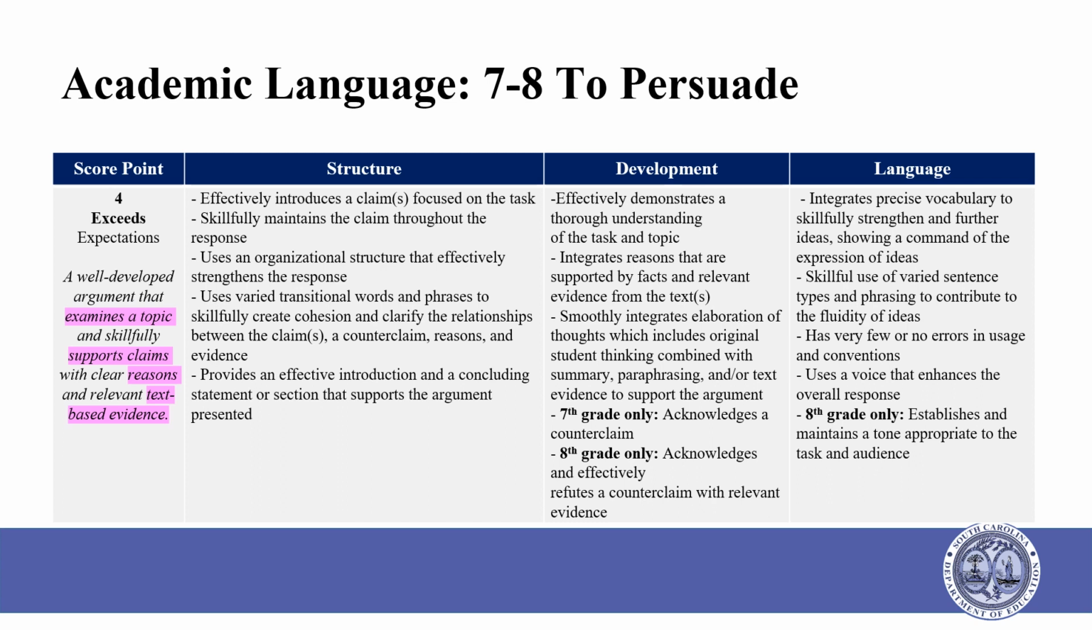Now let's look at the 7-8 rubric for C.1.1 argumentative writing. Refer to your first handout for grades 7-8, standard C.1.1 as we highlight the words and phrases in the rubric. Compare them to what you highlighted or underlined in the grade level indicators. Claim, organizational structure, transitional words and phrases. Claim, counterclaim, reasons, evidence, introduction, concluding statement or section, reasons, facts, evidence from the text, summary, paraphrasing, text evidence.